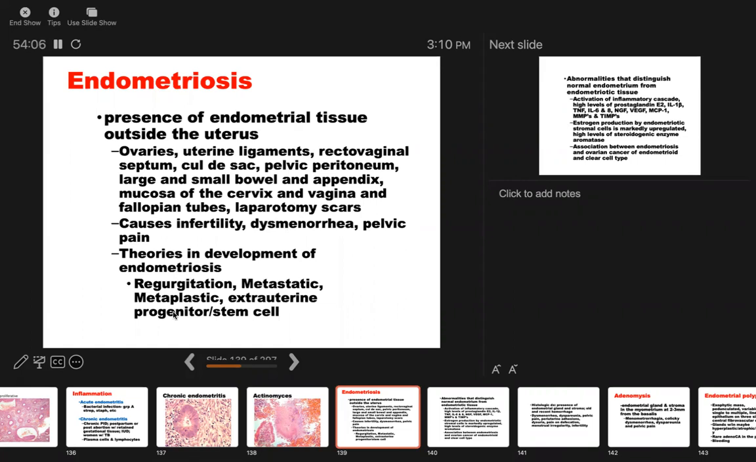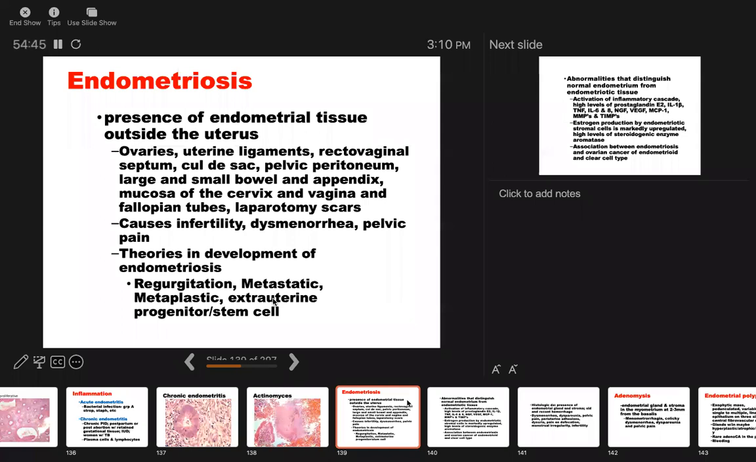The third is metaplastic, which means that endometrium arises directly from coelomic epithelium, from which the Mullerian duct and ultimately the endometrium itself originate during embryonic development. In addition, mesonephric remnants may undergo endometrial differentiation and give rise to endometrial tissue, hence they bleed also. Or the last, which is the latest theory, is that stem progenitor cells from the bone marrow differentiate into the endometrial tissue.